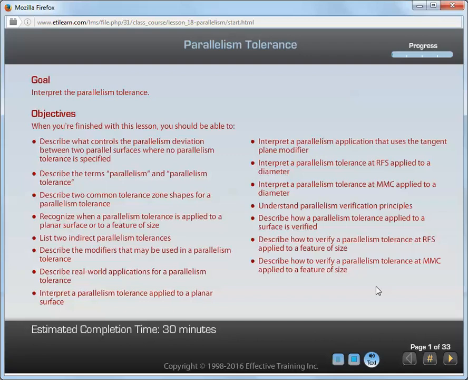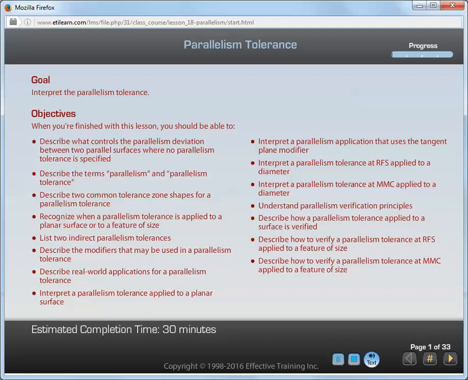Describe the terms parallelism and parallelism tolerance. Describe two common tolerance zone shapes for a parallelism tolerance. Recognize when a parallelism tolerance is applied to a planar surface or to a feature of size. List two indirect parallelism tolerances. Describe the modifiers that may be used in a parallelism tolerance. Describe real-world applications for a parallelism tolerance.